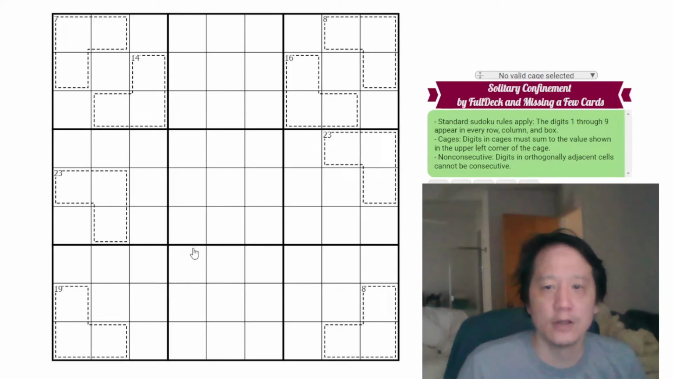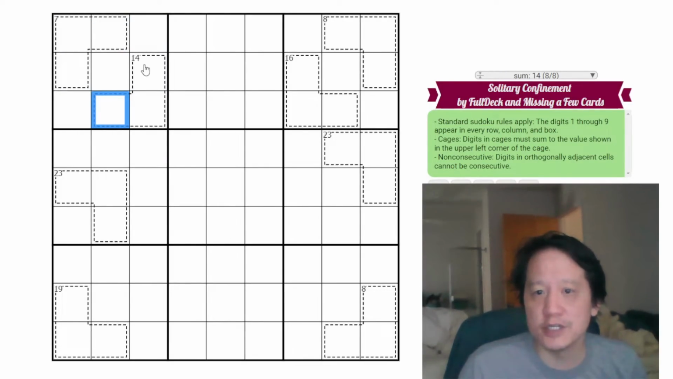Now, onto the puzzle. Today's puzzle is called Solitary Confinement by Full Deck and missing a few cards. Here are the rules. Standard Sudoku rules apply. The digits 1 through 9 appear in every row, every column, and every 3x3 box. Cages. Digits in a cage must sum to the values shown in the upper left corner of the cage.